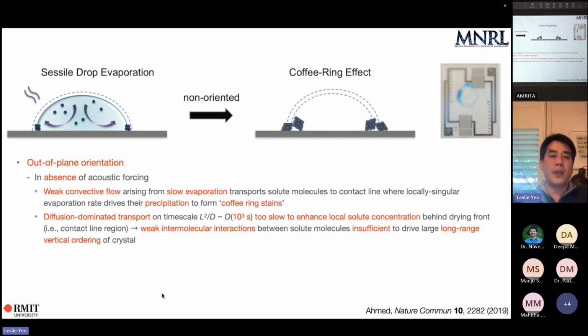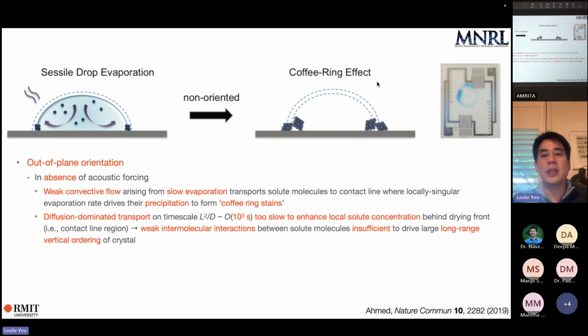So what happens when you have evaporation? Because you get more evaporation closer to the edges of the drop compared to the bulk of the drop, it drives a convective flow that drives all the solute to the contact lines of the drop. So this is just pure evaporation, and this happens for everything.